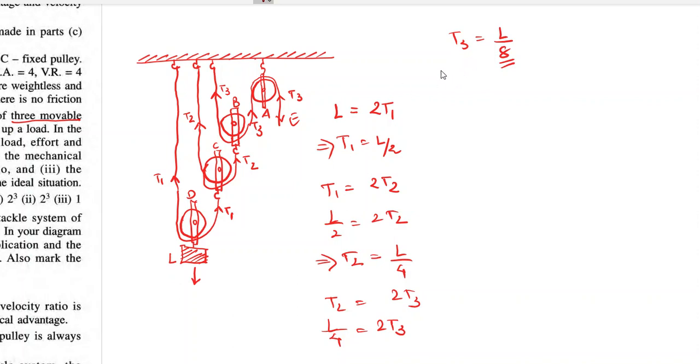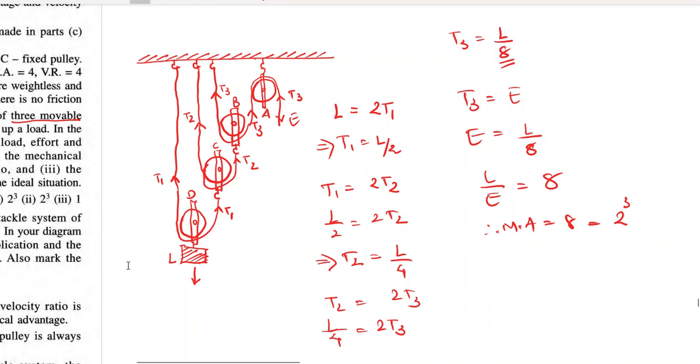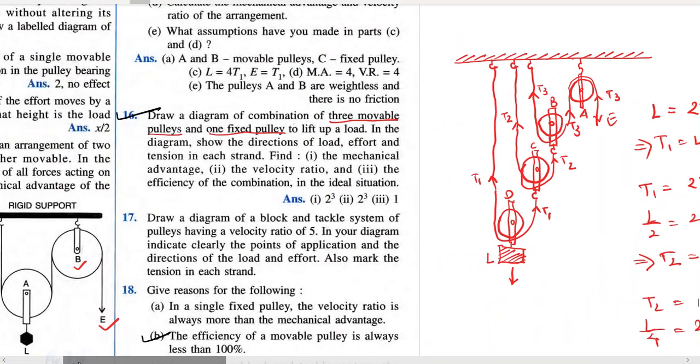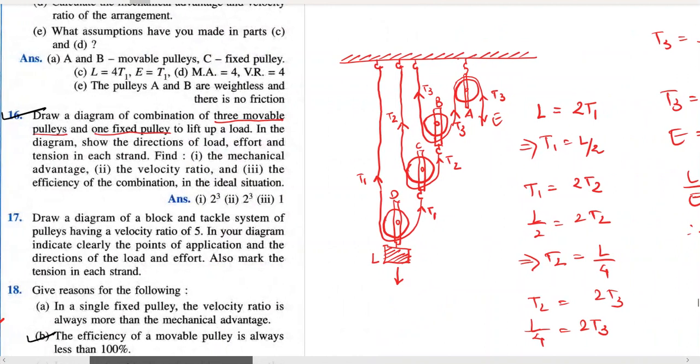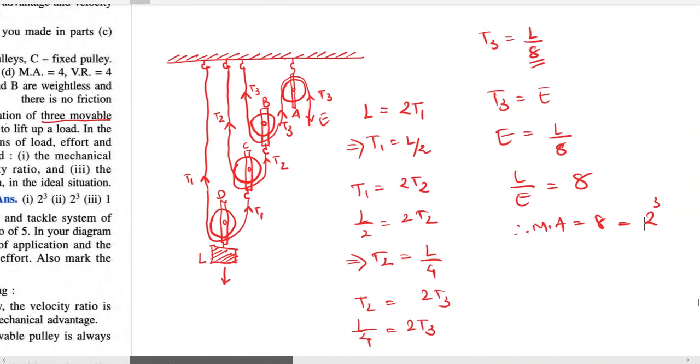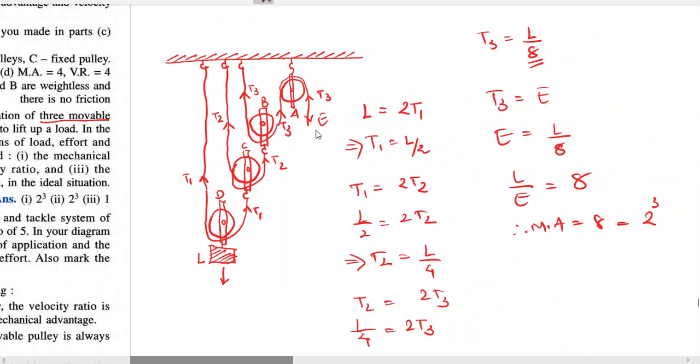Okay, so we found T3. Now T3 is nothing but the effort. So effort is equal to load by 8, or load upon effort is equal to 8. Therefore mechanical advantage is equal to 8, which is equal to 2 raised to 3. So you know the ideal mechanical advantage for combination of one fixed and n number of movable pulleys is 2 raised to n, where n is the number of movable pulleys, right? Here the number of movable pulleys n is 3. That's why mechanical advantage is 2 raised to 3, which is 8.